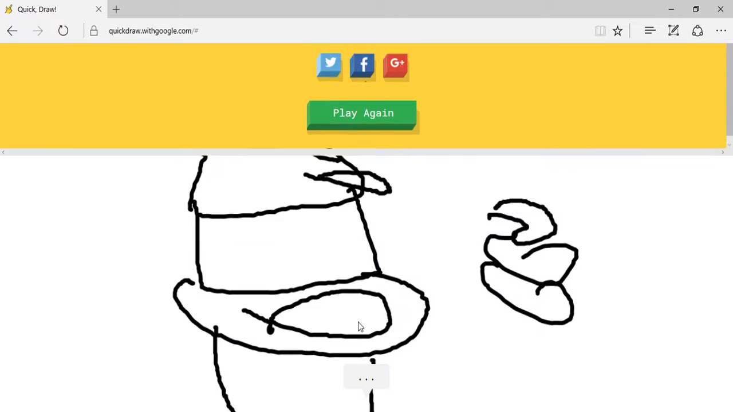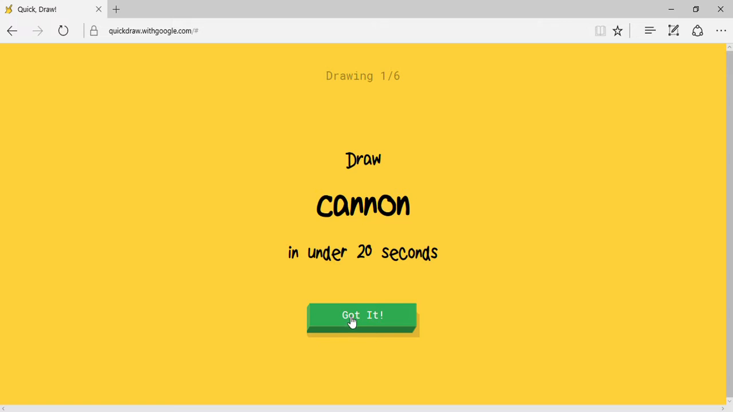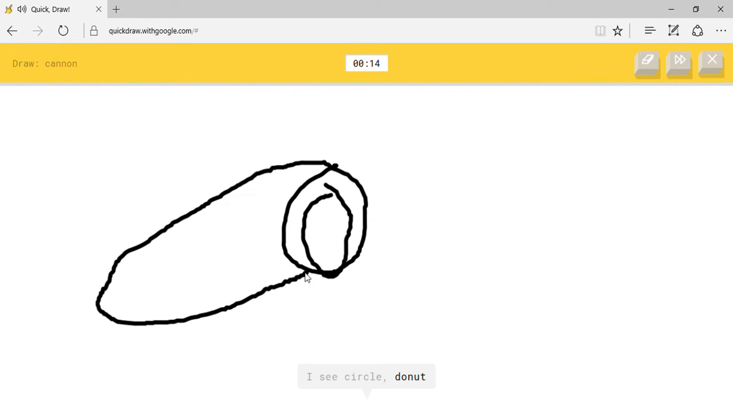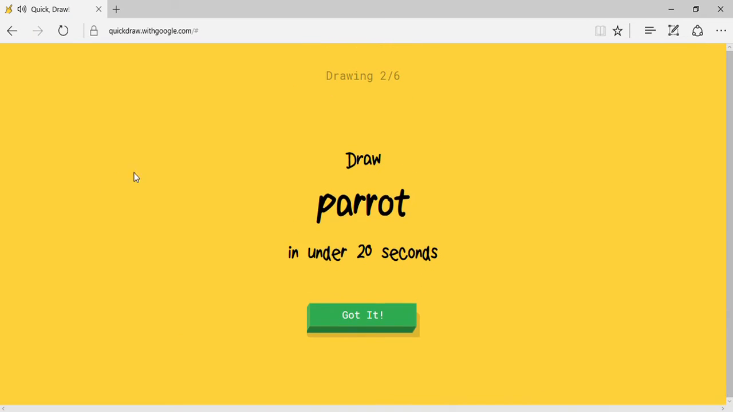Let's play again. This looks fun. A cannon. Okay, this looks easy. I see circle, or donut, or baseball, or sleeping bag. Oh, I know. It's cannon.